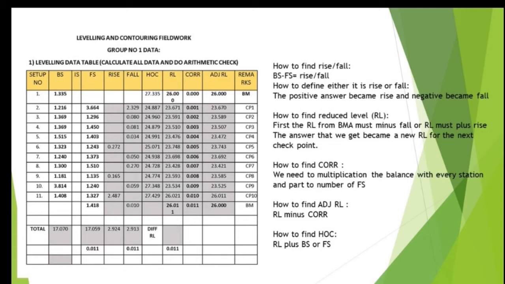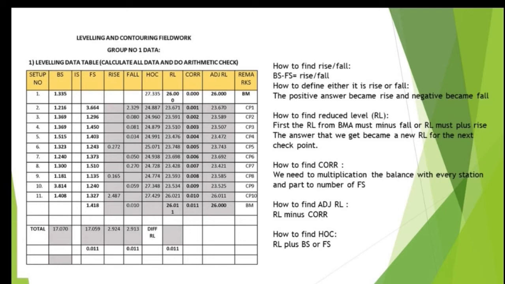23.670. After we have found all of the adjusted RL, we will find the HOC. To find HOC, we must add RL with backside. For example, the first RL 26 plus the first backside 1.335, then we got the answer for HOC, which is 27.335. After we have found the answer of HOC, we have done the first table, which is the leveling data table.